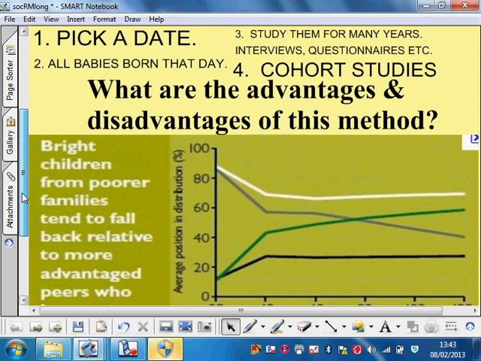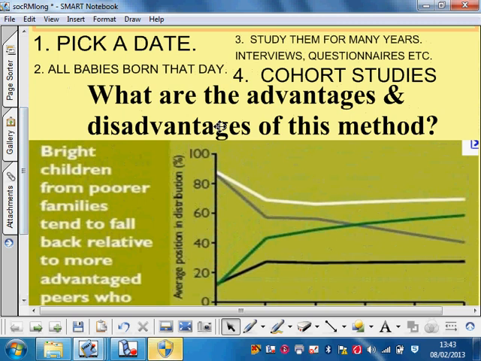So now you should be thinking, if this is so brilliant, why don't we do it all the time? So what's the big disadvantage? It's incredibly expensive. Thousands of children over 16 years. This is massively expensive. In fact, only governments can afford to do this. The British government does this every few years. They're the only ones with the millions of pounds it costs to organise it all.